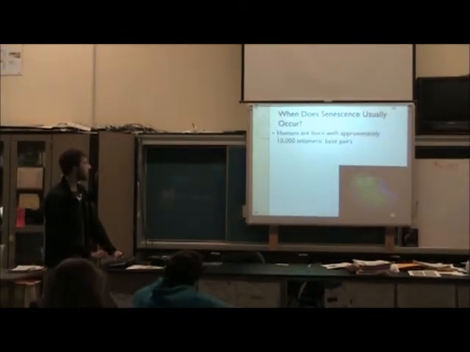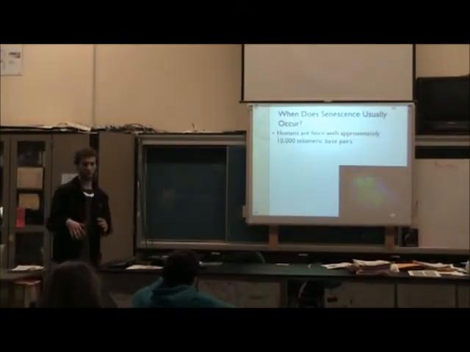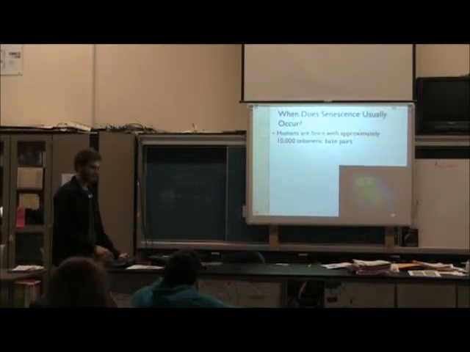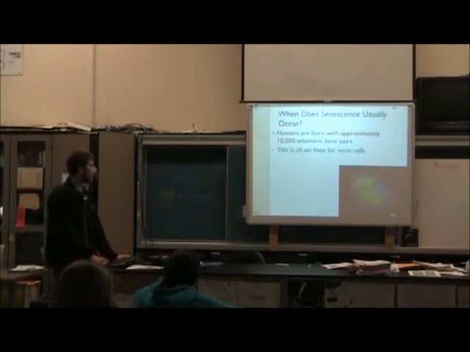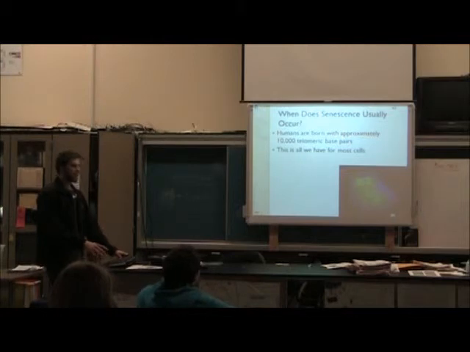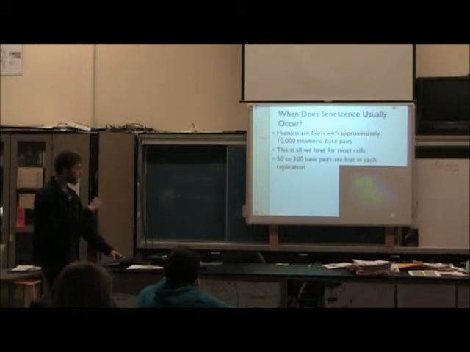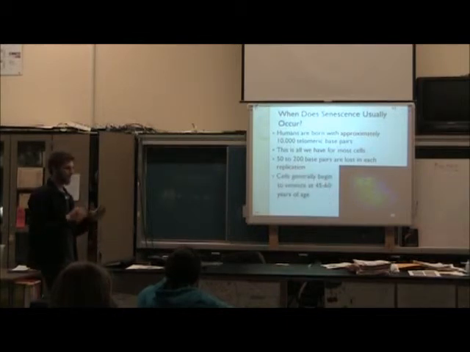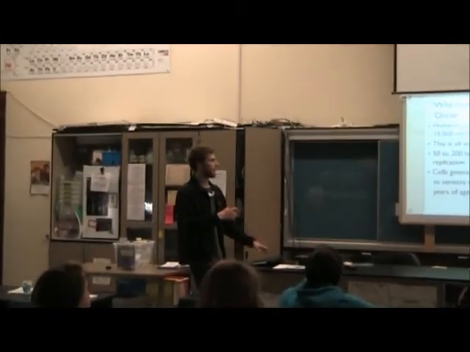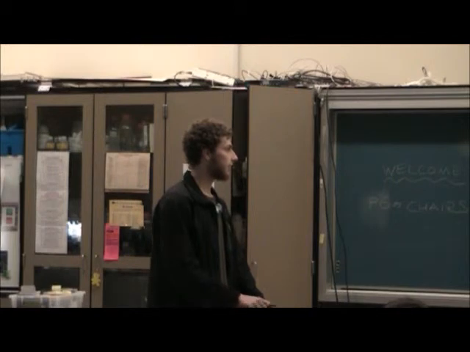So when does it usually occur? Well, we're all born with about 10,000 base pairs, depending if you're a girl or a guy, or what race, or genetic background or whatnot. And that's all we have for most of our cells, except the reproductive cells can repair their telomeres. With each replication, you lose 50 to 200 base pairs. I couldn't find an exact number for when cells start to senesce in humans on average, but ballpark around 45 to 60 years of age.